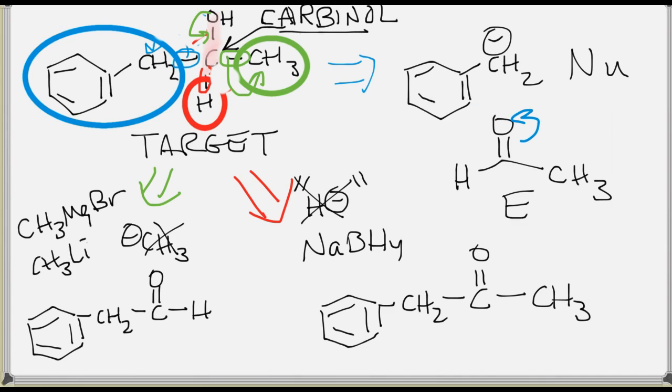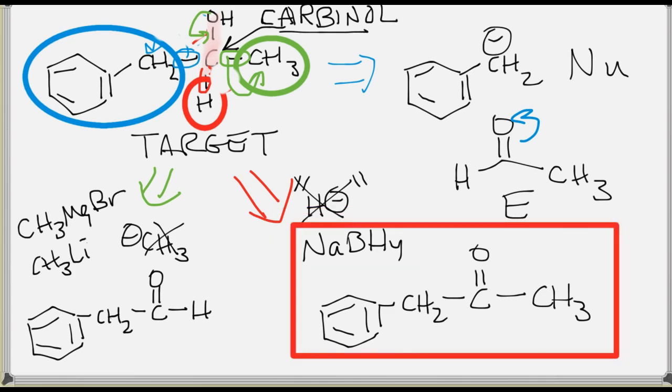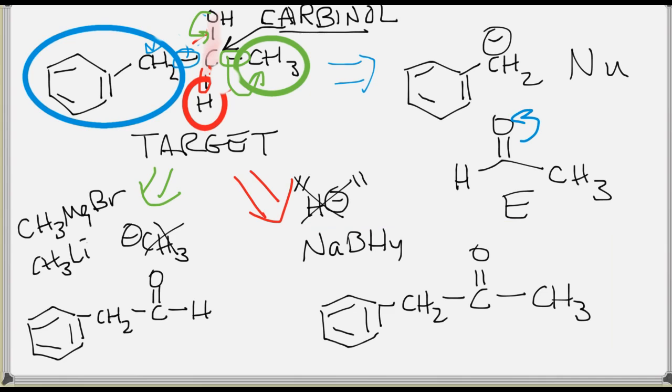One from the addition of NaBH4, our nucleophile, to this particular ketone. And then the third one, the addition of a methyl organometallic to this aldehyde. So that is a ton of power for you when it comes to making alcohols. All right, let's do another example.